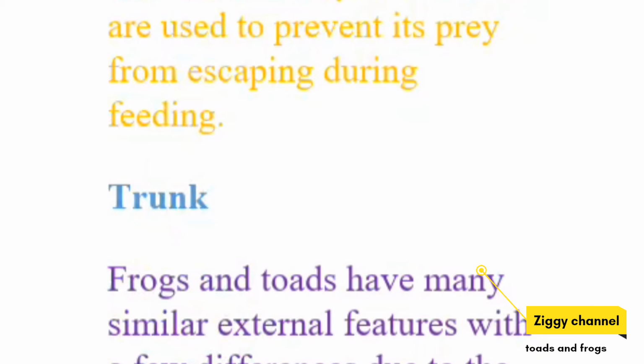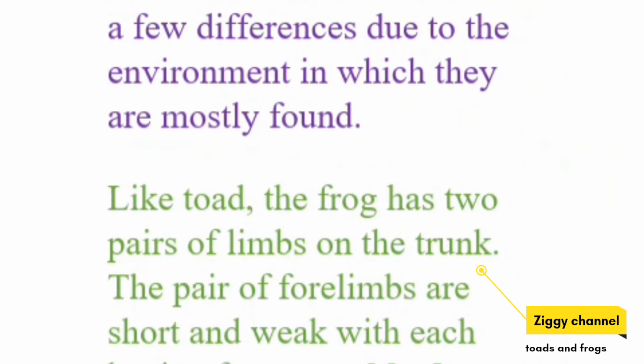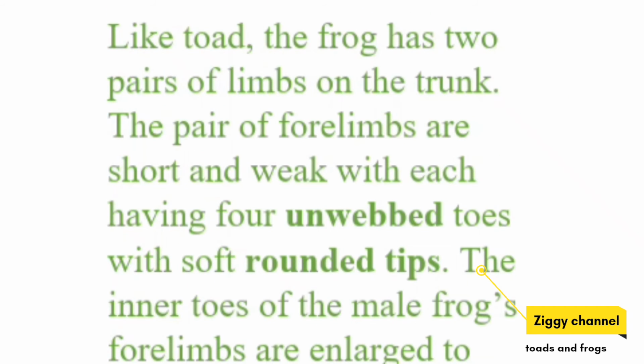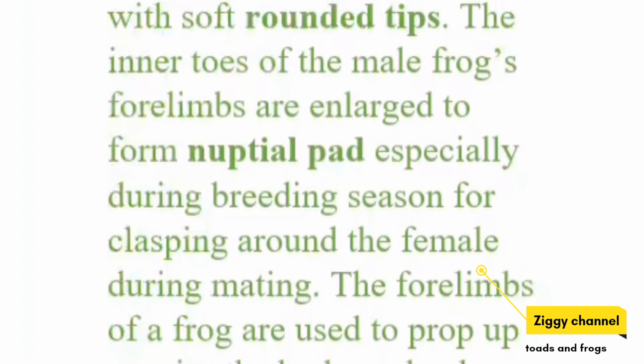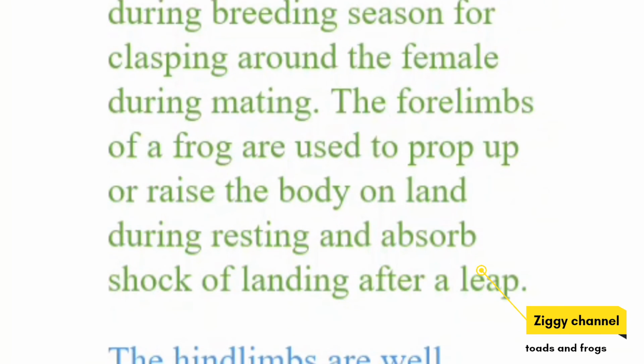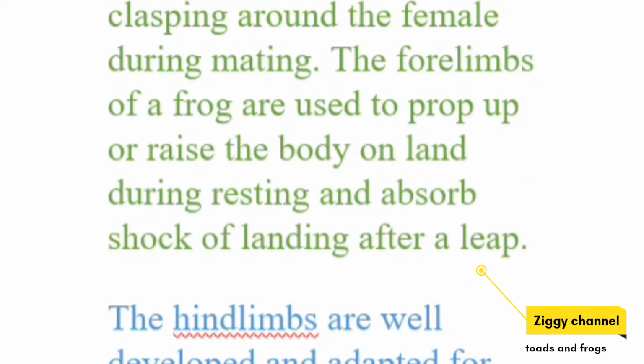Trunk. Frogs and toads have many similar external features with a few differences due to the environment in which they are mostly found. Like the toad, the frog has two pairs of limbs on the trunk. The pair of forelimbs are short and weak, each having four unwebbed toes with soft rounded tips. The inner toes of the male frog's forelimbs are enlarged to form nuptial pads, especially during the breeding season, for clasping around the female during mating. The forelimbs of a frog are used to prop up or raise the body on land during resting and to absorb the shock of landing after a leap.